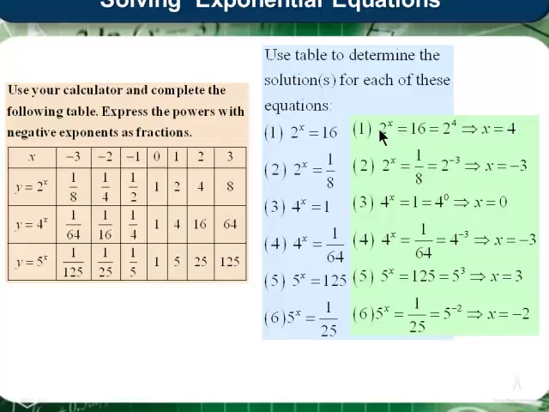Now what do we notice now? We have 2 to the power x equals to 2 to the power 4. Now the bases are the same, so clearly the exponents must be the same. So x is equal to 4. So this one specifically is really not in the table. The next one you will find in the table.